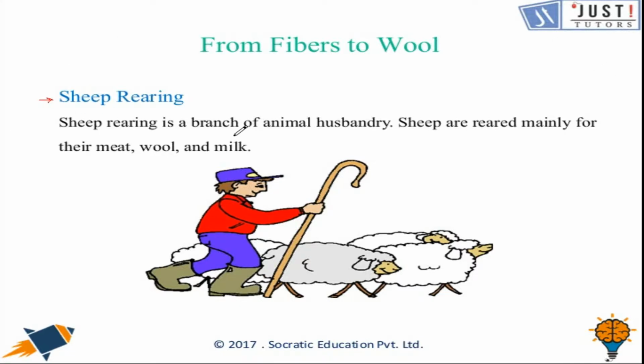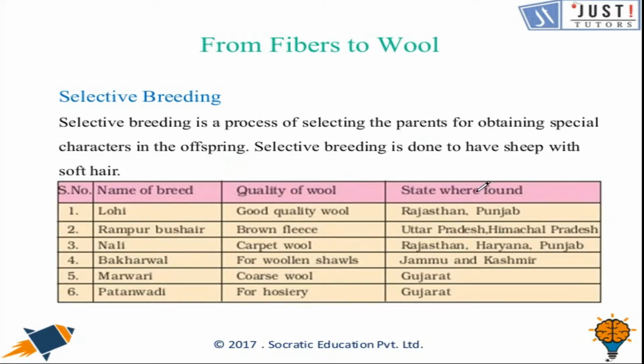Sheep rearing is the branch of animal husbandry. Sheep are reared mainly for their meat, wool, and milk. This is selective breeding. Selective breeding is a process of selecting the parents for obtaining special characters in the offspring. Selective breeding is done to have the sheep with soft hair. You can study this table.